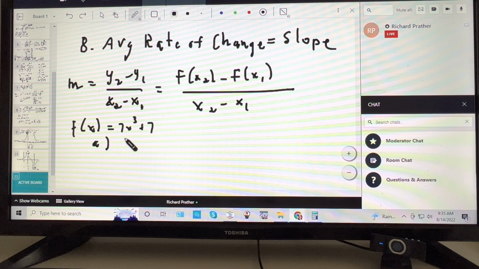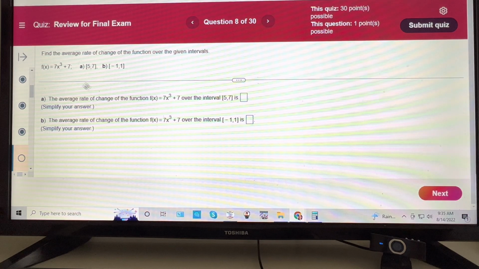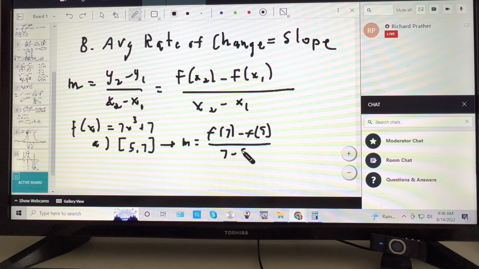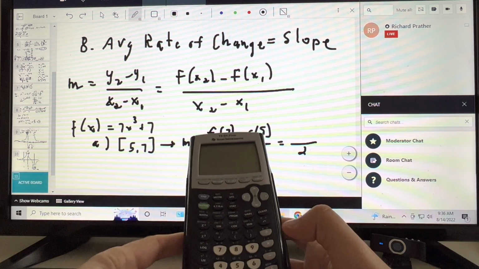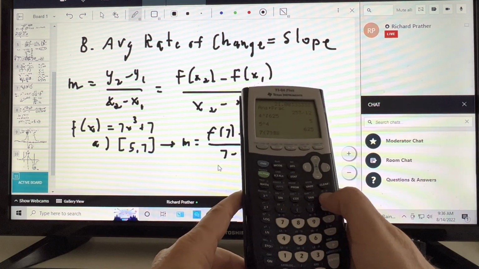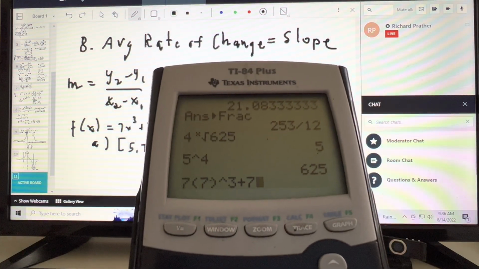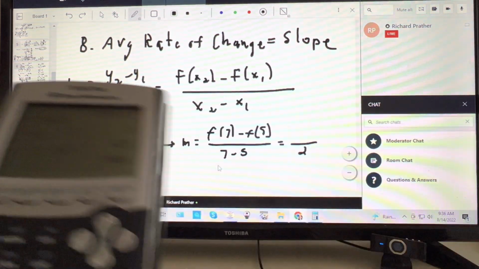Part A, we want to go between 5 and 7. So the slope is f of 7 minus f of 5 over 7 minus 5, which is obviously 2 for the denominator. F of 7 would be 7 times 7 cubed plus 7. A lot of 7s there. Should have went to Vegas for 777. 2408.